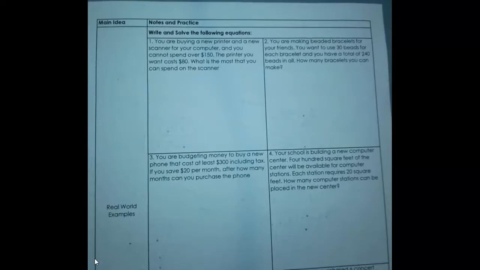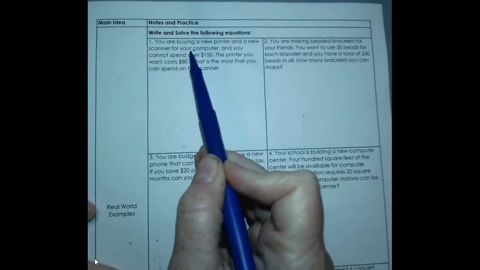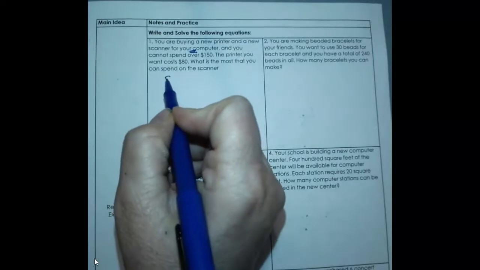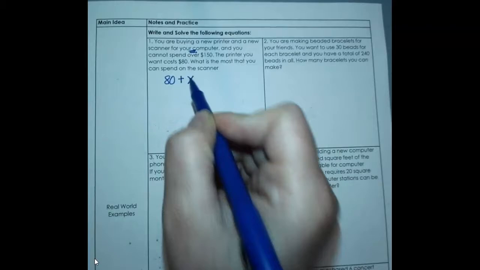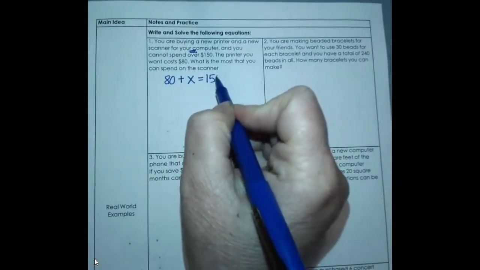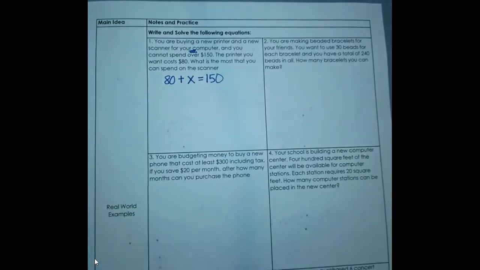All right, here's some real-world examples. So in number 1, you are buying a new printer and a new scanner. So we're buying a printer and a scanner for our computer, and we cannot spend more than $150. Okay, so it needs to equal $150. That's the most we can spend. The printer we want is $80. What is the most that we can spend on the scanner? So we have $80 for our printer plus some amount that we don't know what it is. So I'm just going to use x because we're really good at using x. And we can't have it be more than this. So it has to equal $150.